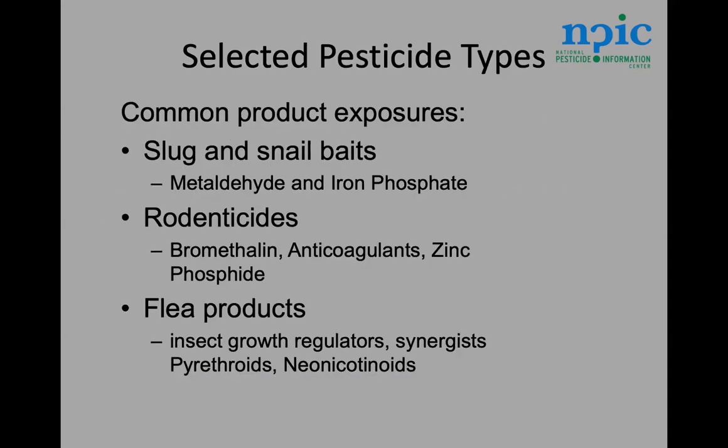Okay, so very briefly, I'd like to talk about some, I don't want to call them bad players. It's just that we hear about these active ingredients and these products a lot when we hear about pet poisonings. And I think because we hear about them so commonly, we think of these incidents as happening a lot, but it may just be that they're reaching us more often than not. So I'll go briefly into some slug and snail baits, metaldehyde and iron phosphate. I'll talk briefly about some rodenticide types. And then I'll look at some flea products and some of those active ingredients as well.